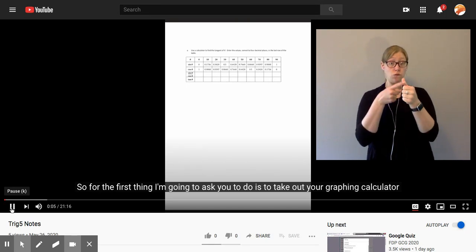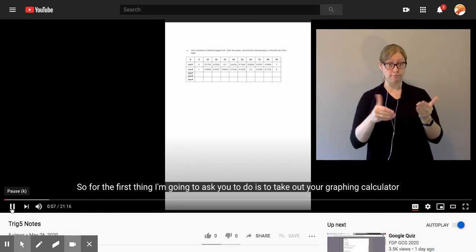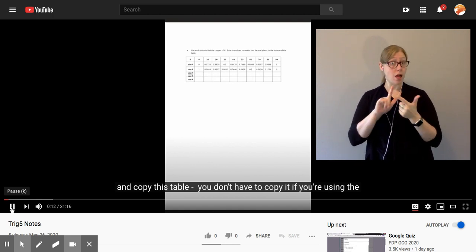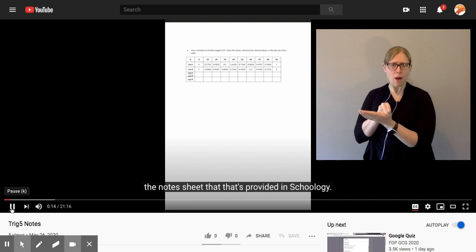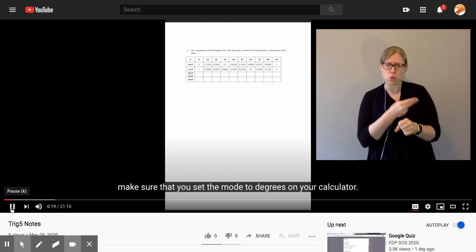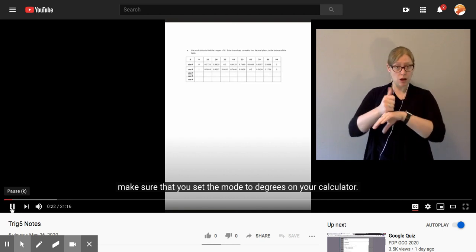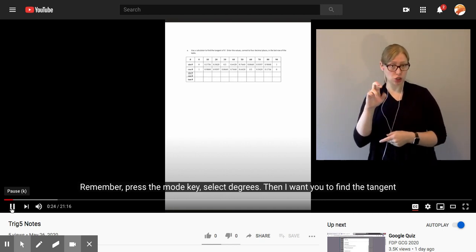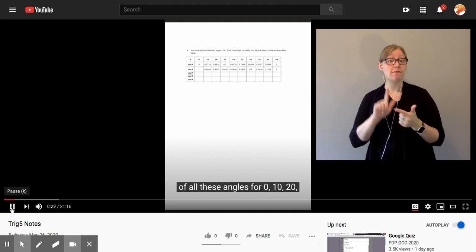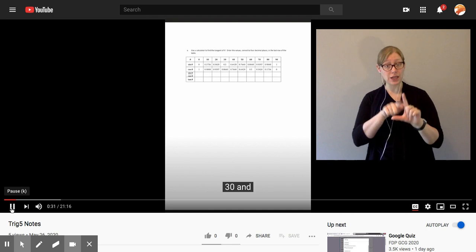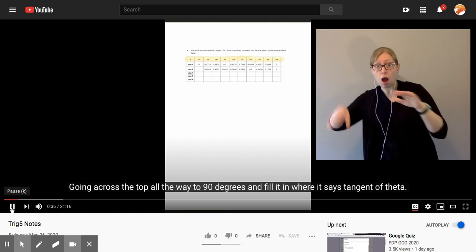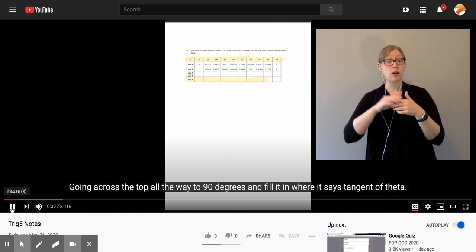The first thing I'm going to ask you to do is to take out your graphing calculator and copy this table. Actually, you don't have to copy it if you're using the note sheet that's provided in Schoology. What I'd like you to do is first make sure that you set the mode to degrees on your calculator. Remember, press the mode key, select degrees. Then I want you to find the tangent of all these angles, for 0, 10, 20, 30, and so on, going across the top all the way to 90 degrees, and fill it in where it says tangent of theta.